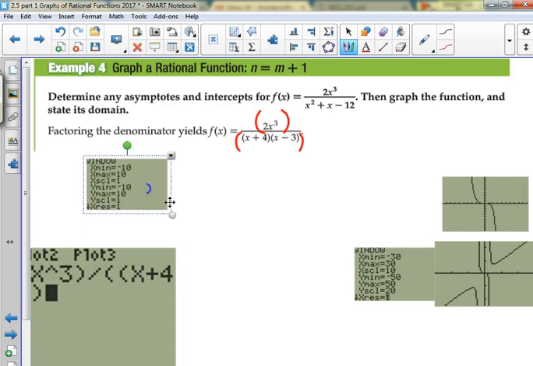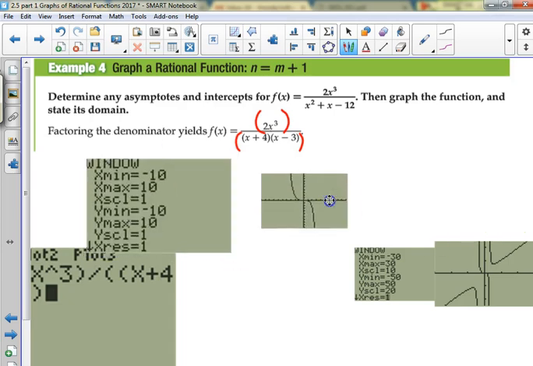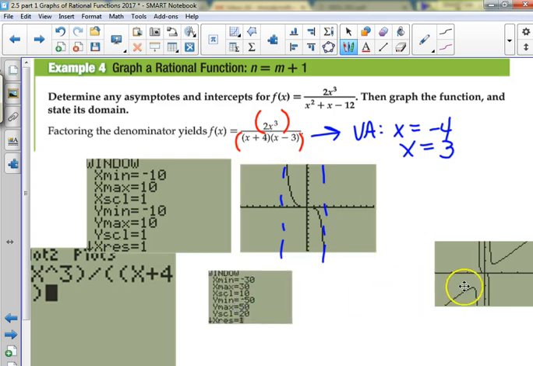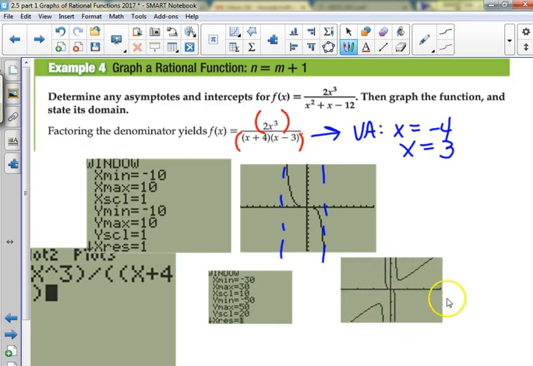This is what the original zoom looked like. Is that the whole graph? How do I know that's not the whole graph? Doesn't it have 2 vertical asymptotes where? -4 and 3. What did we just discuss? There's got to be something going on either side of those, yes? Okay, so then I did a zoom out and I got something like this. Does that make more sense?